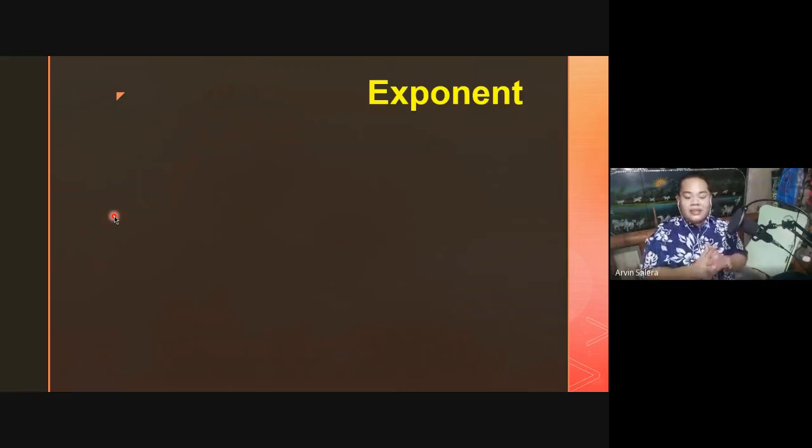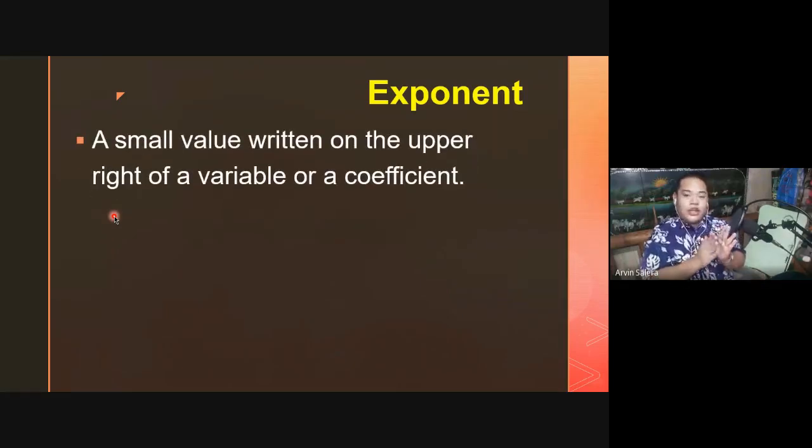Okay, next is the exponent. I'm going through this quickly because everything is already a recap from high school. Exponent: it is a small value written on the upper right of a variable or a coefficient. Remember, it's on the upper right, not on the upper left. It is written small, like a superscript. So that is an exponent. It can be found at the right of a variable or at the right of a coefficient. Even a constant may have an exponent.